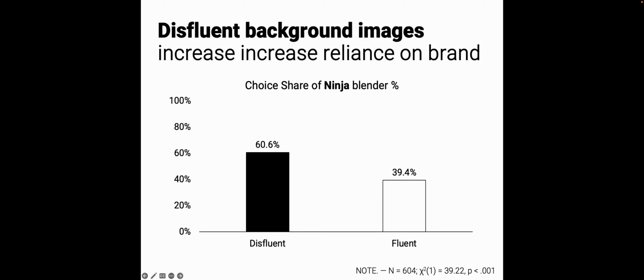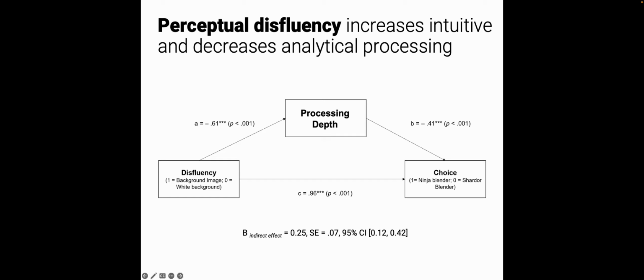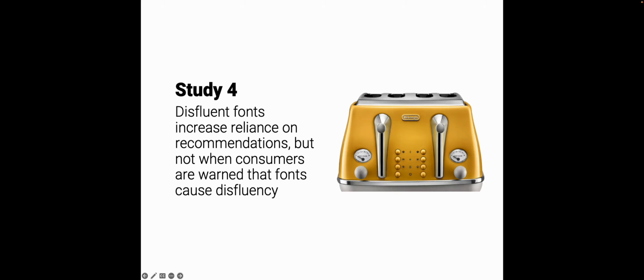And as before, and consistent with our hypotheses, participants chose a more familiar brand when they experienced disfluency due to the background image. We also measured analytical and intuitive processing using the scales that you see here. We calculated a difference score, what we call processing depth, as the score for analytical minus the score for intuitive, and we found that this measure mediated the choice. So this is consistent with our hypotheses. In the next experiment, we look for boundary conditions.